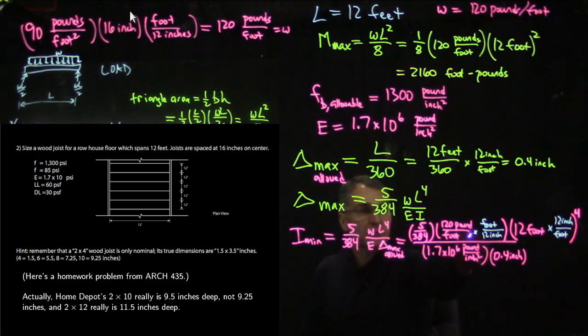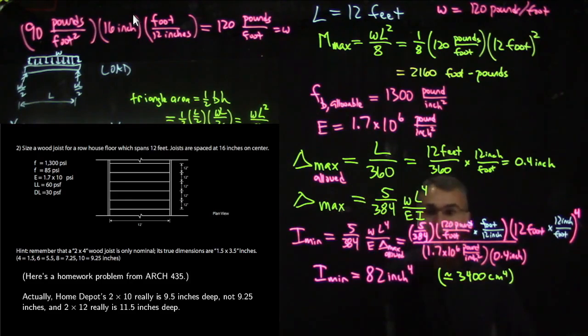And then 120 pounds per foot is the load, W, per unit length. So I'm going to multiply that by 1 foot per 12 inches. The feet will cancel out and we'll be left with pounds per inch. So 120 pounds per foot will end up being 10 pounds per inch. And then we have 12 feet for the length, and that's going to go to the 4th power. So 12 feet times 12 inches per foot will be 144 inches for the length. So then we'll get a number in inches to the 4th power.